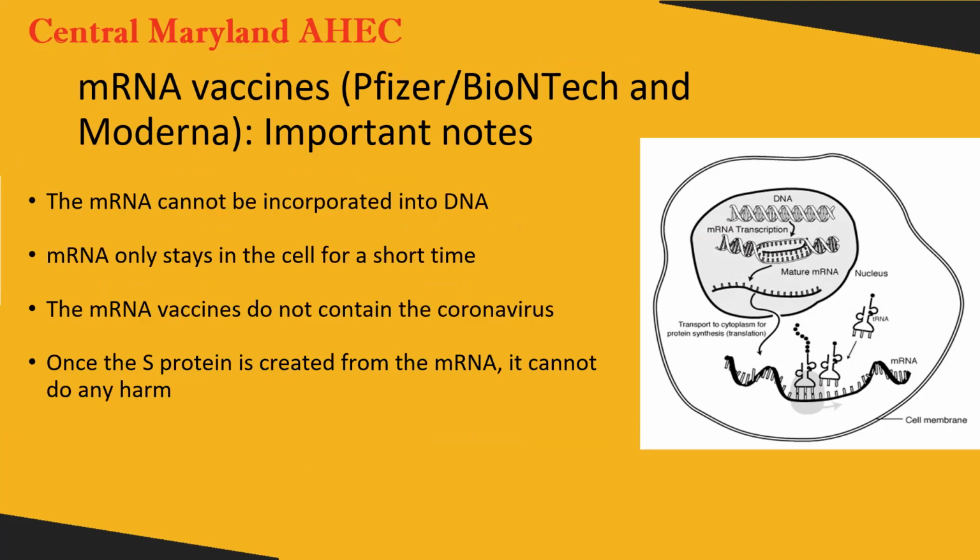Some important things to know about these mRNA vaccines are that mRNA cannot be incorporated into DNA. This is because mRNA stays in a different part of the cell entirely from DNA and they do not come into contact. Also, mRNA only stays in the cell for a short time. Once it's used, it is eliminated. Additionally, the mRNA vaccines do not contain the coronavirus. They only contain mRNA that codes for just the S protein. And lastly, once the S protein is created from the mRNA, it cannot do any harm. This is because it's just the protein by itself. It doesn't have any other parts of the virus that are required to make it actually harmful.